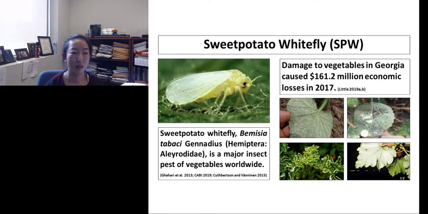The sweet potato whitefly is a major insect pest of vegetables around the world, and it can cause direct damage by feeding on the undersides of the leaves. You can see that in the first picture of the second row. They also secrete honeydew, and sooty mold can build up on the honeydew, which can affect the photosynthesis of the leaves.